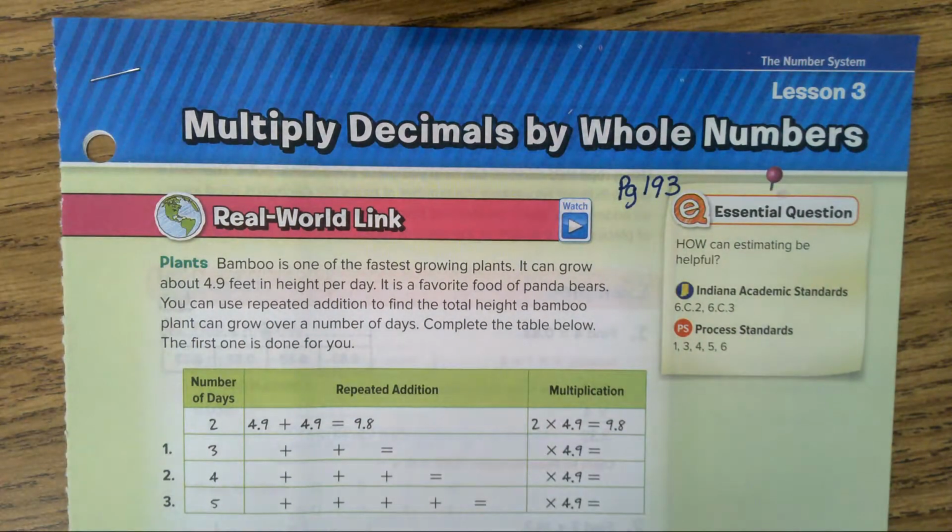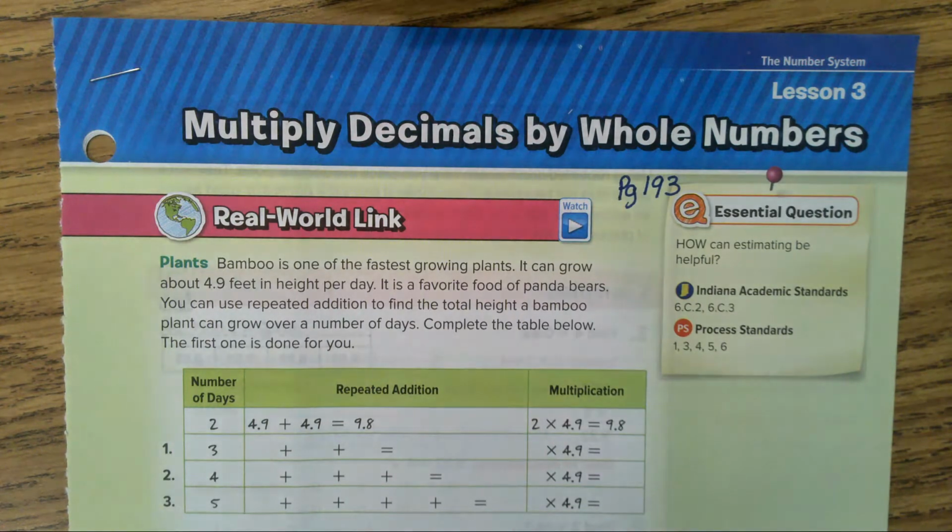In the Real World link, it says, bamboo is one of the fastest growing plants. It can grow about 4 9/10 feet in height per day. It is a favorite food of panda bears. You can use repeated addition to find the total height a bamboo plant can grow over a number of days. Complete the table below. The first one is done for you.